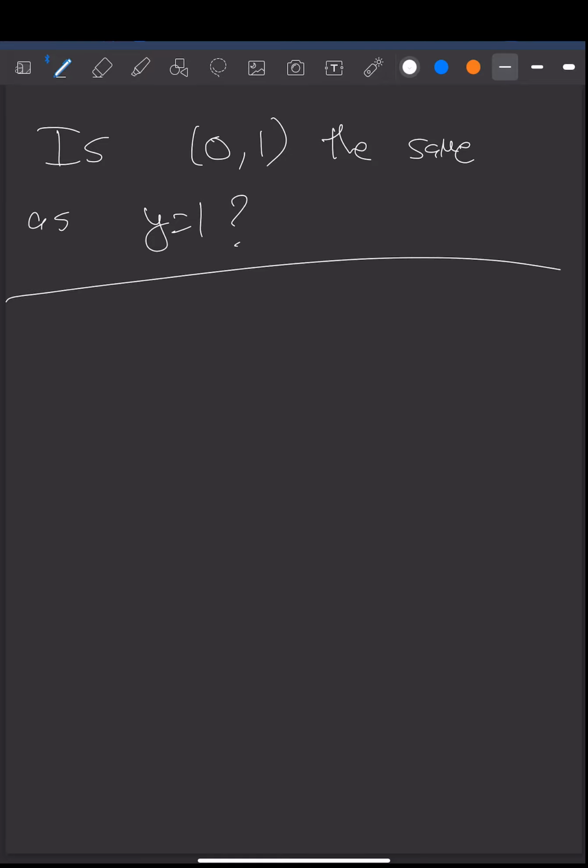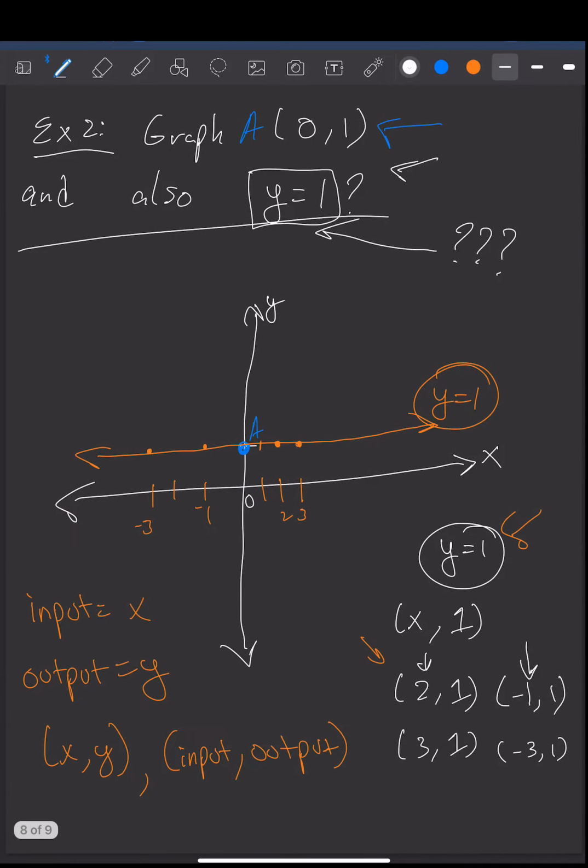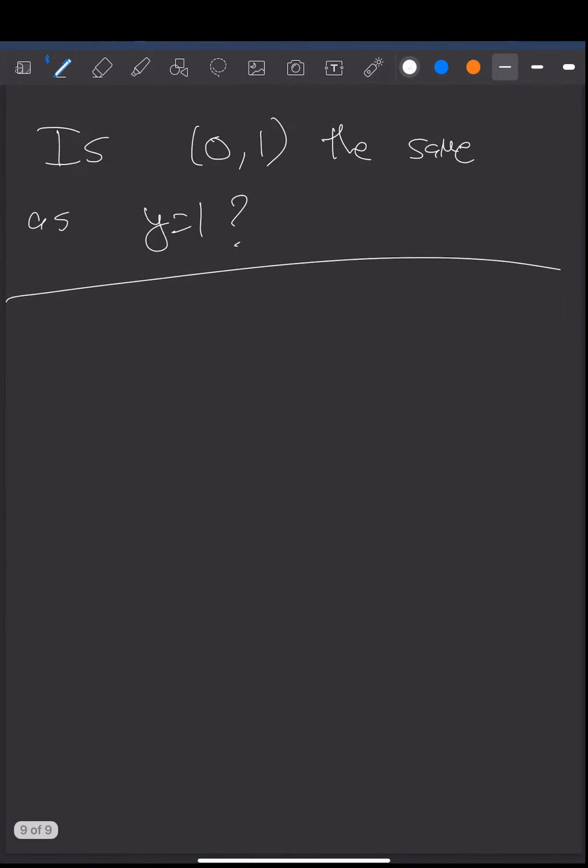Yeah, so my next question is: is this point the same as y equals 1? Is that the same? Yes or no? Take a minute, pause the video if you need to. Think about it for a sec. Going back to the graph here, I'm asking you, is the point (0, 1) the same as y equals 1? The answer is no. One of them is just a point, which we ended up calling point A.